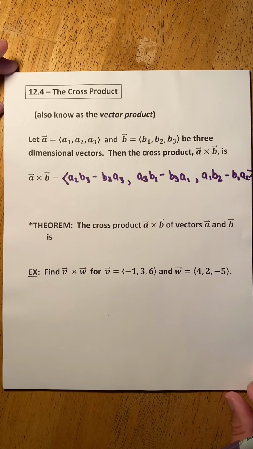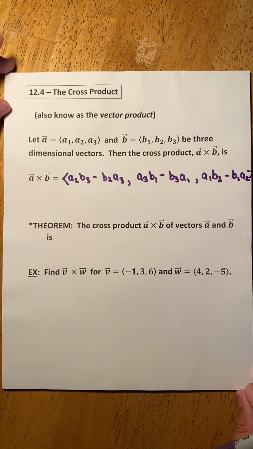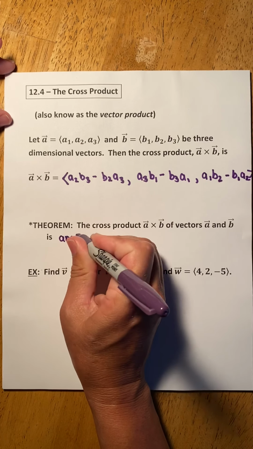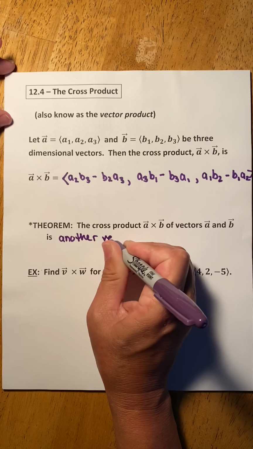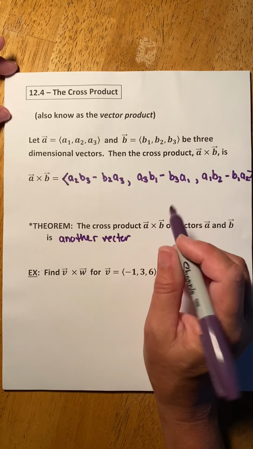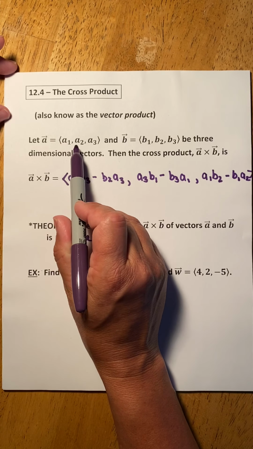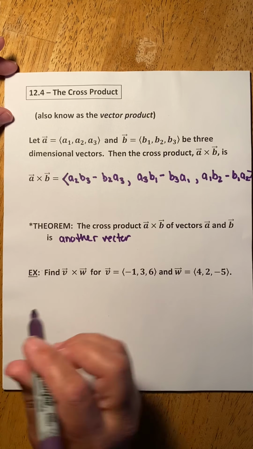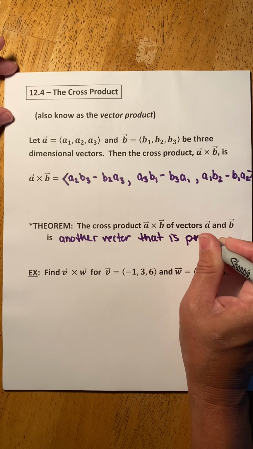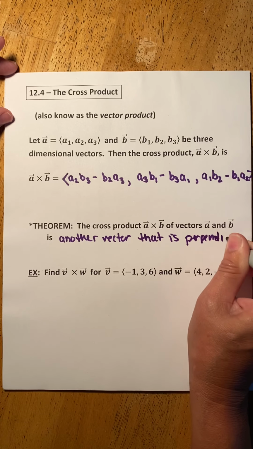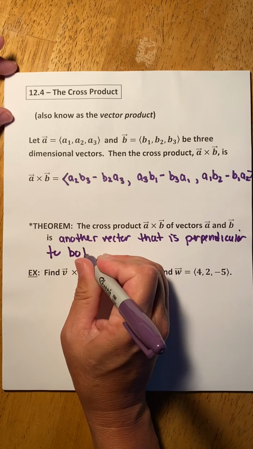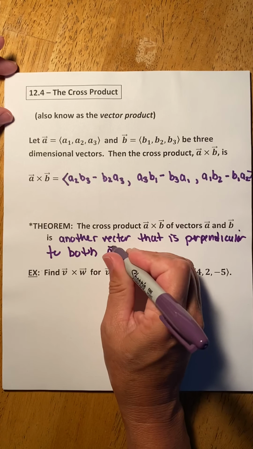Okay, just a fact or a theorem: the cross product of vectors is another vector. And interestingly, this third vector that you just created is going to be perpendicular to the two given vectors, perpendicular to both A and B.